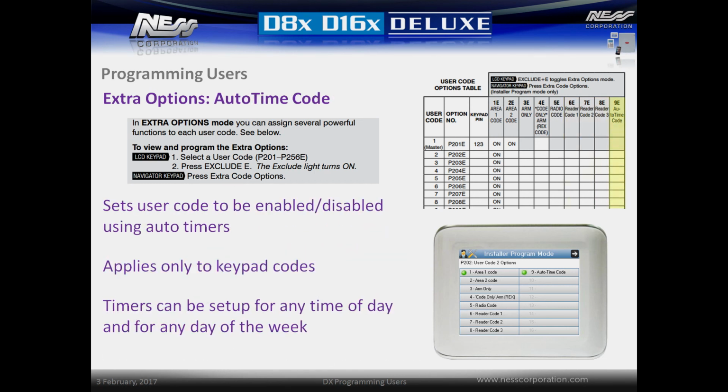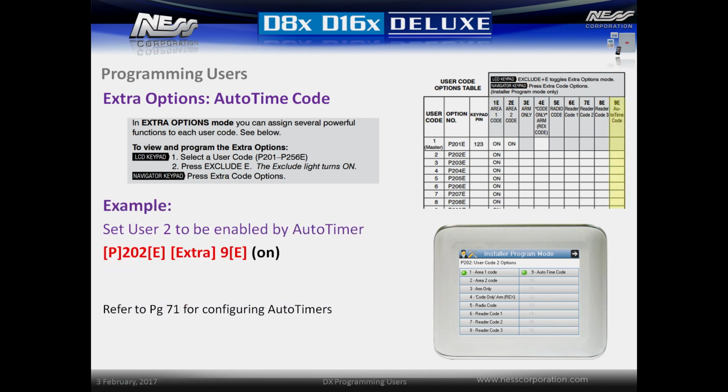Extra option 9E sets a user code to be enabled and disabled by the use of AutoTimers. This applies to keypad codes only. Timers can be set up for any time of the day and any day of the week. For example, to set user 2 to be enabled and disabled by AutoTimers, select P202E, extra options, and then select 9E on.